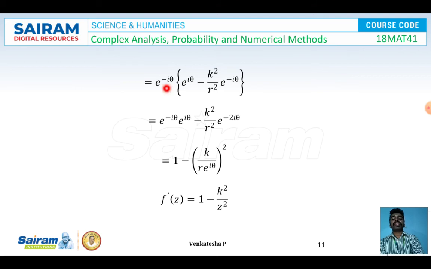So e^(-iθ) minus k²/r² e^(-iθ). Now I'm going to take this e^(-iθ) inside the bracket. I got e^(-iθ) minus k²/r² e^(-2iθ), so it will become 1. So I got 1 minus (k/(re^(iθ)))² whole square. I got f'(z) is equal to 1 minus k²/z², by replacing re^(iθ) as z, so it will become k²/z².